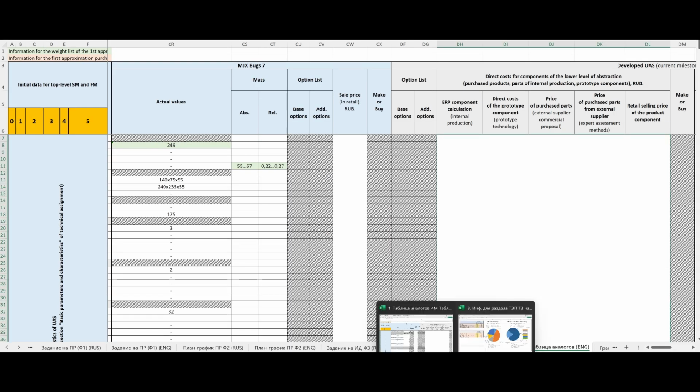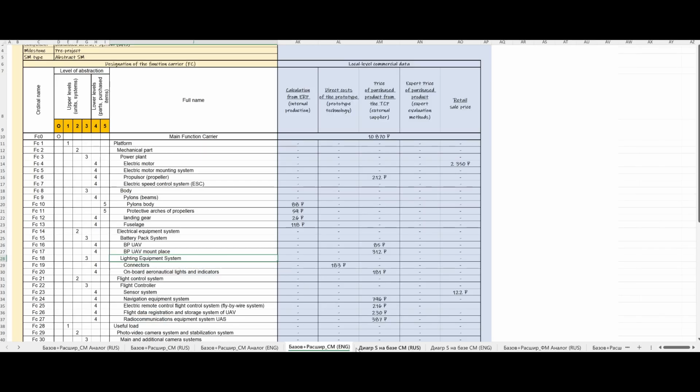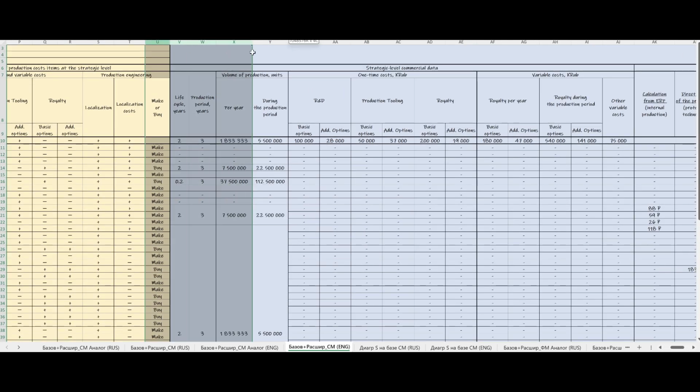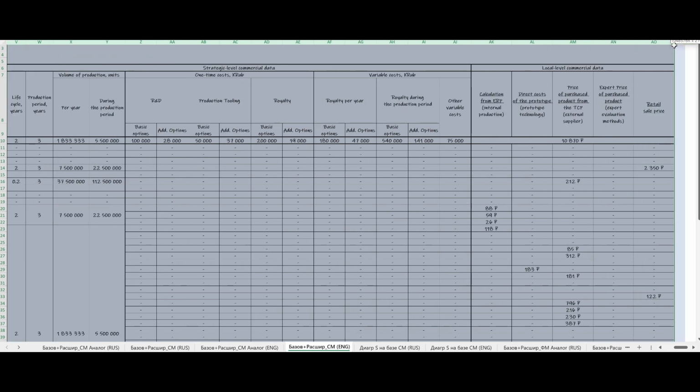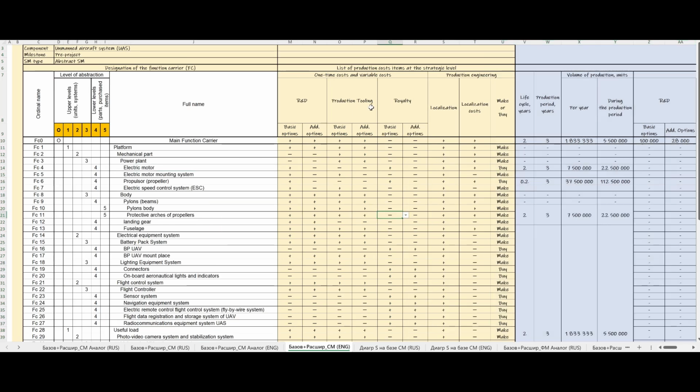The results of completing step 7 are: first, forming the first approximation of the design structure being developed by the unmanned aircraft system in the form of a structural model, according to which the table of contents of the technical requirements and assignment will be formed. And second, formation of an extended structural model for the unmanned aircraft system, including the block of commercial data of the strategic level and the block of commercial data of the local level, as well as the formation of graphical analytics diagram sets based on the section of commercial data of the local level for the levels of abstraction reflected in the structural model.